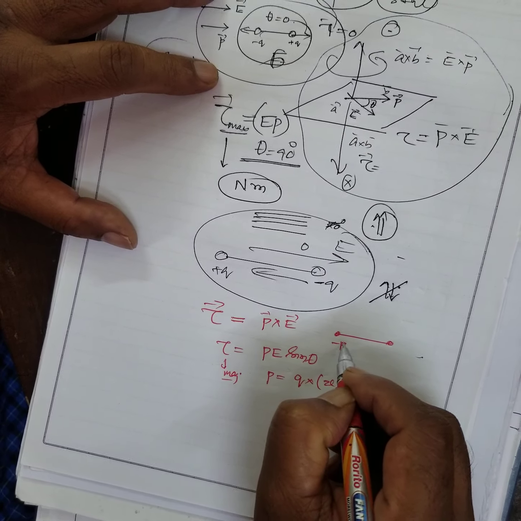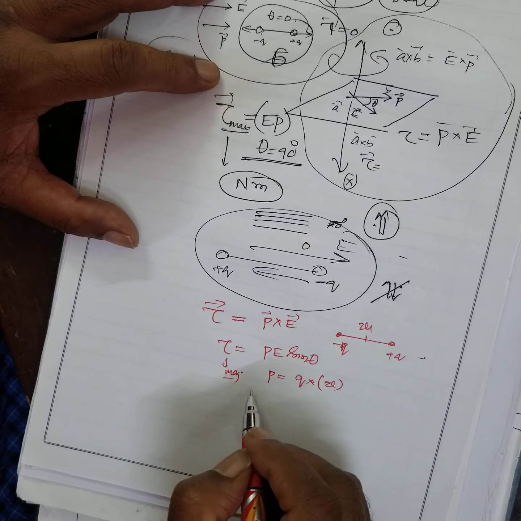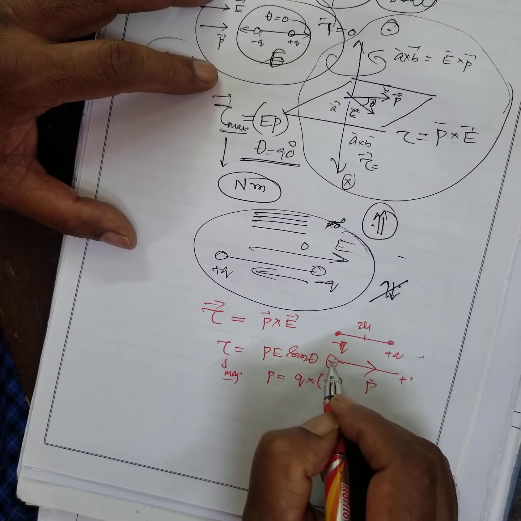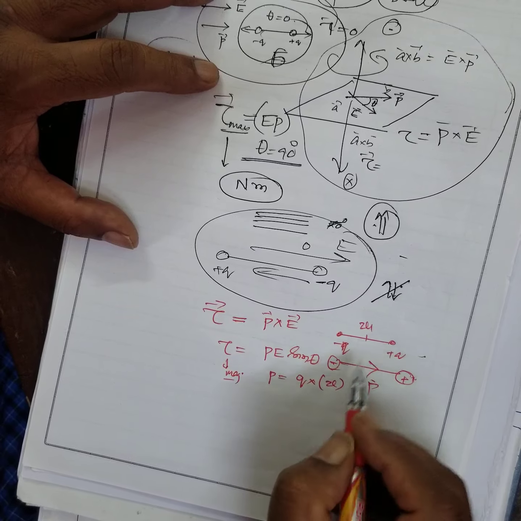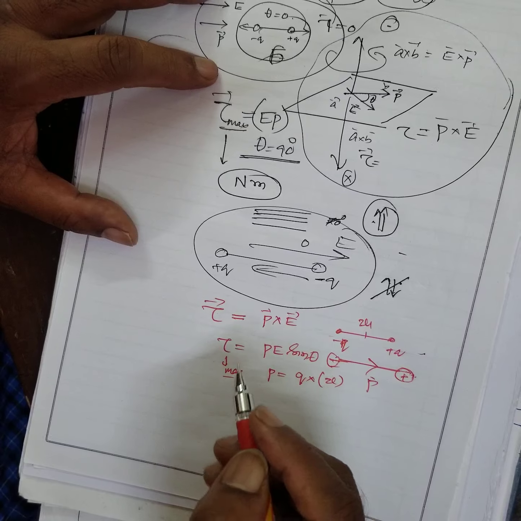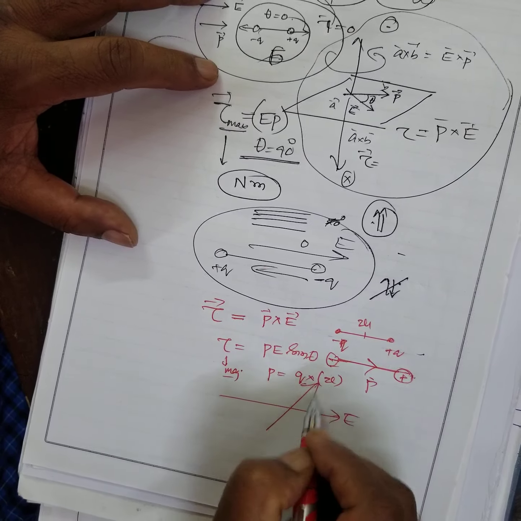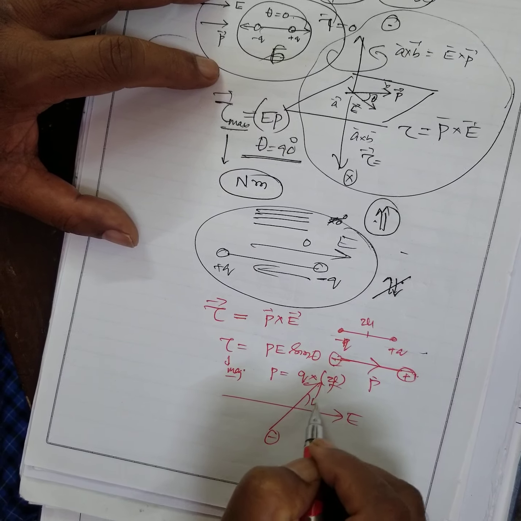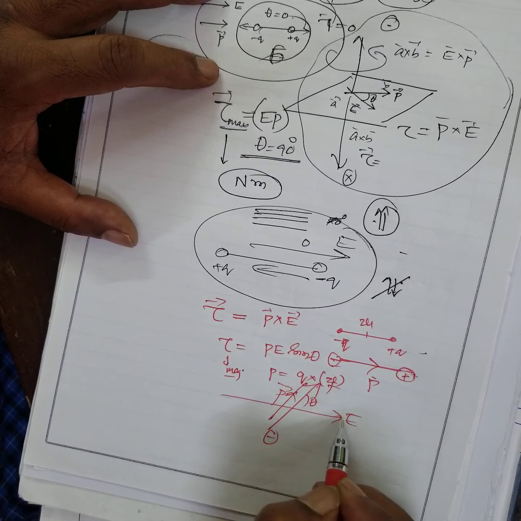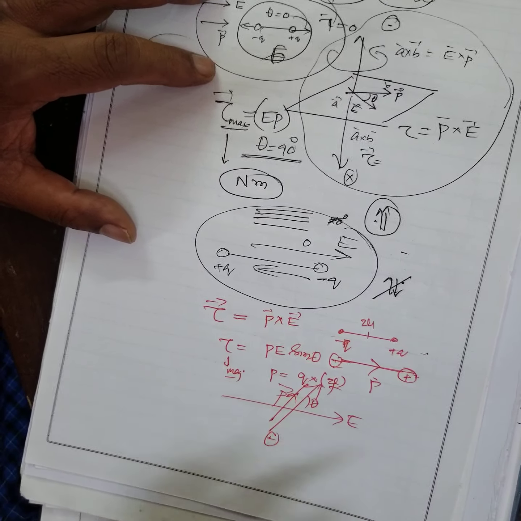Minus Q and plus Q, and this is 2L, the distance between the charges. The direction of the dipole moment is from negative to positive, negative pole to positive pole, along this direction. And what is theta? Theta is the angle between the dipole moment and the electric field. This is the electric field, this is the orientation, this is negative and positive. The dipole moment moves from negative to positive. Remember all these things. Okay.